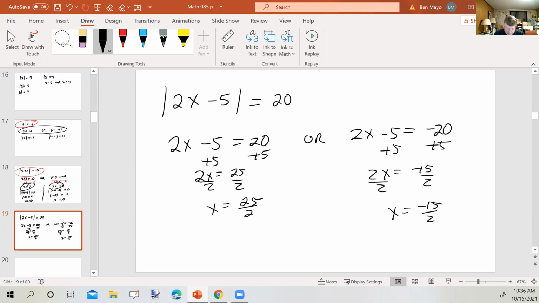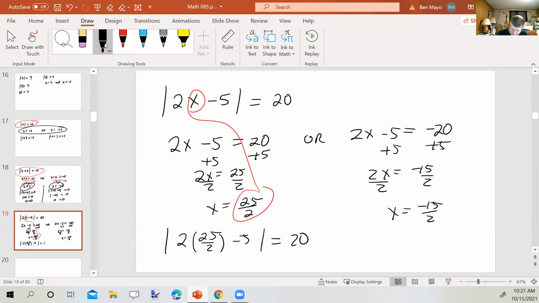Let's check our work. Let's check our answers. So this one, going in here, we would get the absolute value of 2 times 25 over 2 minus 5 equals 20. Well, 2 times 25 over 2, the 2's would simplify out, giving us 25. 25 minus 5 is 20, and the absolute value of 20 is 20. So 20 equals 20, and this one checks.